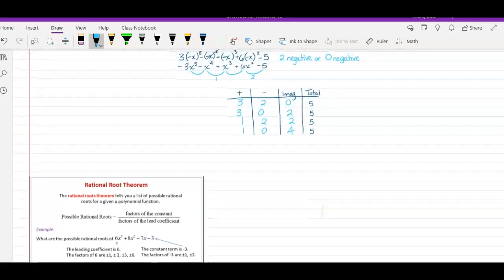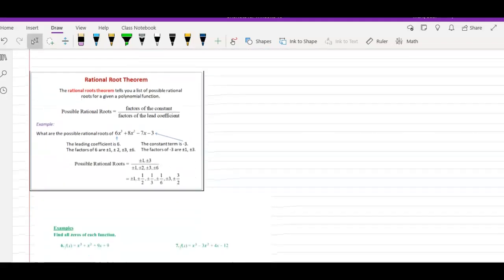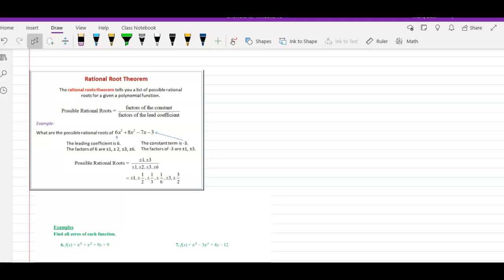So knowing the signs of the zeros is very helpful when we're predicting what our zeros could be, but equally helpful is using the rational root theorem. The rational root theorem is a great way to come up with a list of possible rational roots for your polynomial function. It's not the only way, but it's a great way.